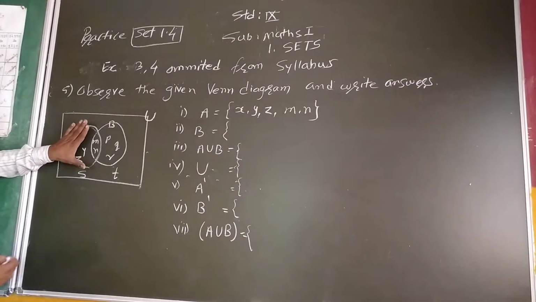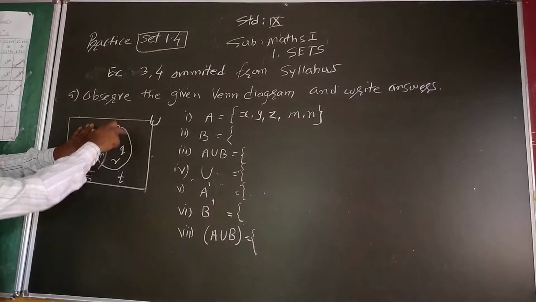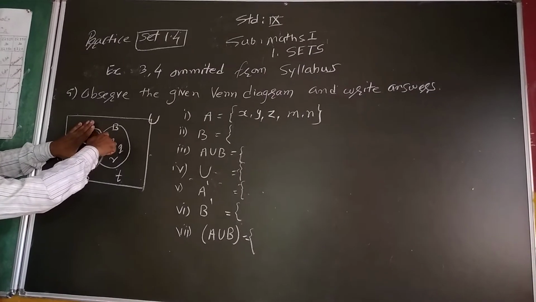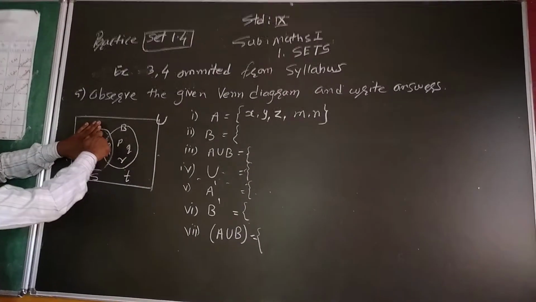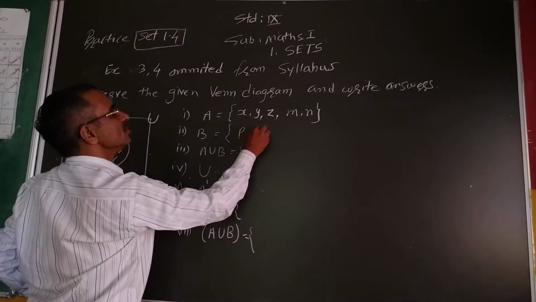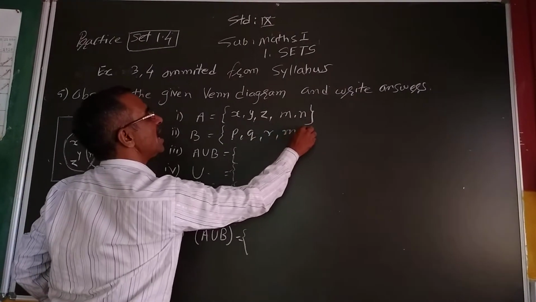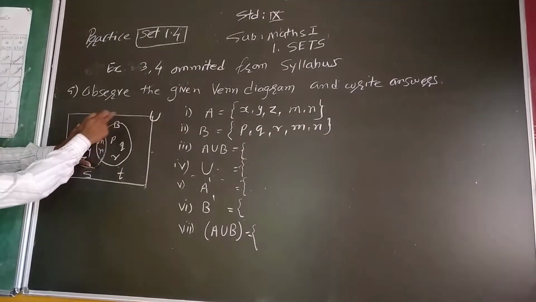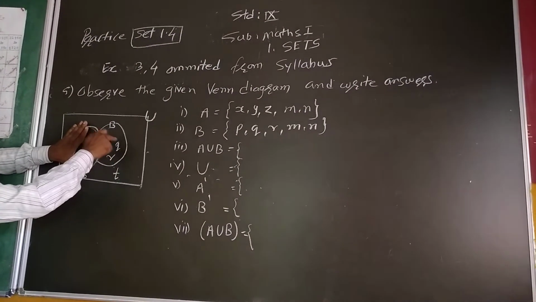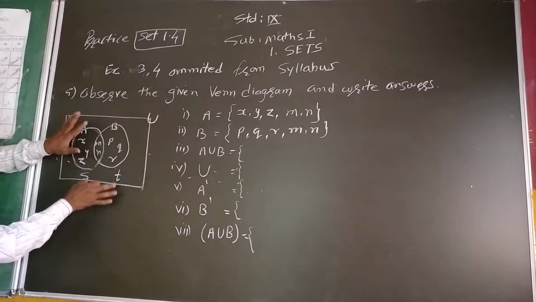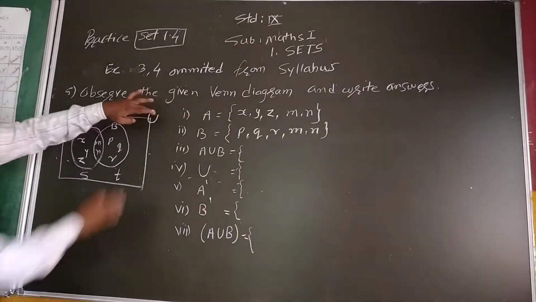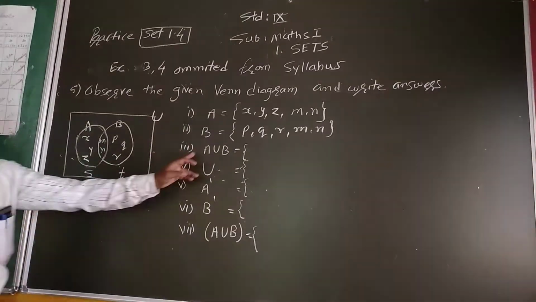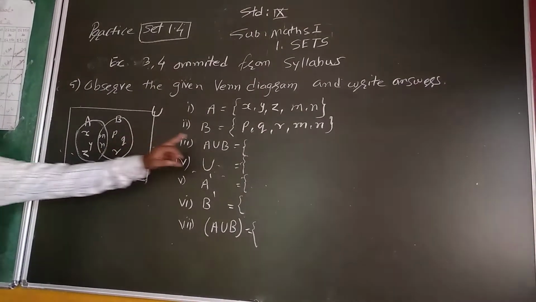Then in set B, M and N are common to both A and B. So in this circle of B, which are the elements? P, Q, R, M and N. M and N are the common ones. We will only take the circle of B: P, Q, R, M and N. S and T are not included. A and B are included in this universal set. Then A union B.